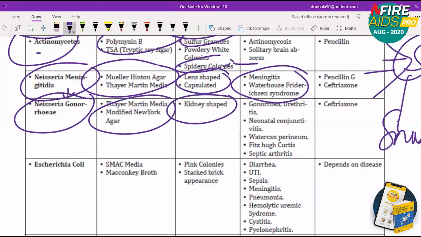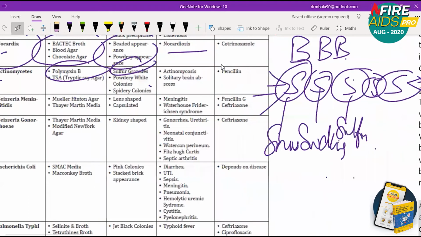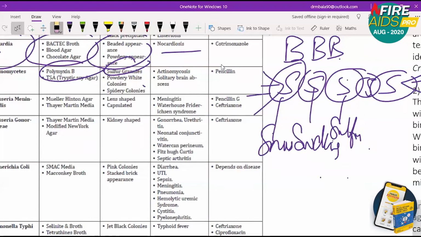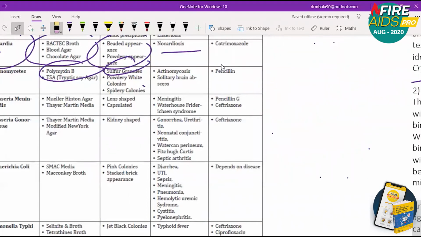It is kidney-shaped. It causes gonorrhea, urethritis, neonatal conjunctivitis, perihepatitis, Fitz-Hugh-Curtis syndrome, and septic arthritis. For comparing and contrasting Neisseria meningitidis and Neisseria gonorrhoeae, you might require a picture.